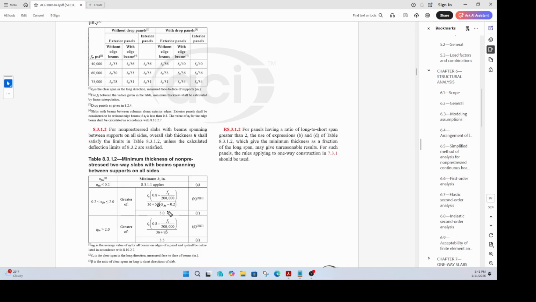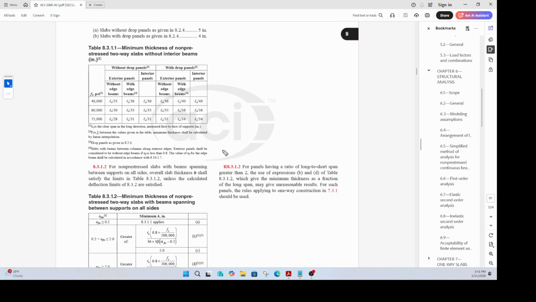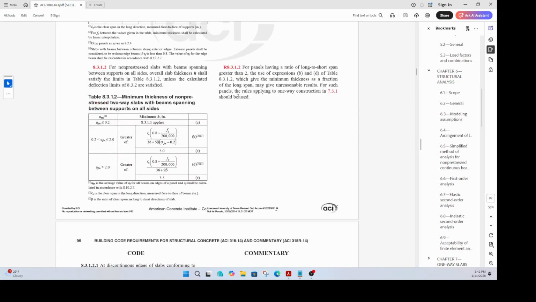So that is known. Then you have your alpha Fm, so that is known. Then you find Fy, 2000, all the other constants are given. Ln is again clear span, right? Then you can calculate your alpha Fm, and from the alpha Fm you decide, depending upon the range where it falls between these two numbers, or if it is greater than 2, then you have to pick up your slab thickness from here. Okay, so in short, this is for slabs without interior beams, this is for slabs with interior beams. So that's what that table is.